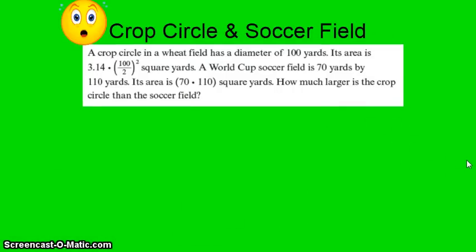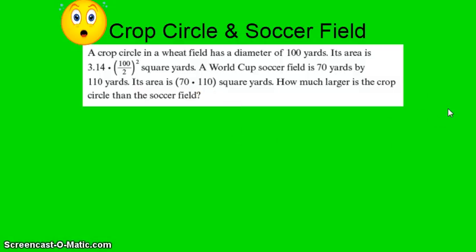Okay, now we have a crop circle and a soccer field to deal with. A crop circle in a wheat field has a diameter of 100 yards. Its area is 3.14 times 100 over 2 squared square yards. The World Cup soccer field is 70 yards by 110 yards, and its area is 70 times 110 square yards. How much larger is the crop circle than the soccer field?